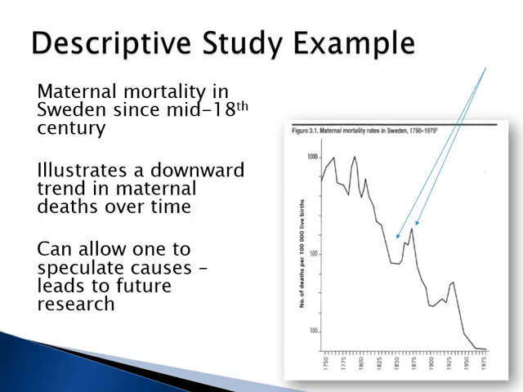Here's a descriptive study example. Maternal mortality in Sweden since the mid-18th century. We see a very positive downward trend in maternal deaths over time, but we also see some interesting spikes. Like, why did it drop here around 1850 but then spike back up?